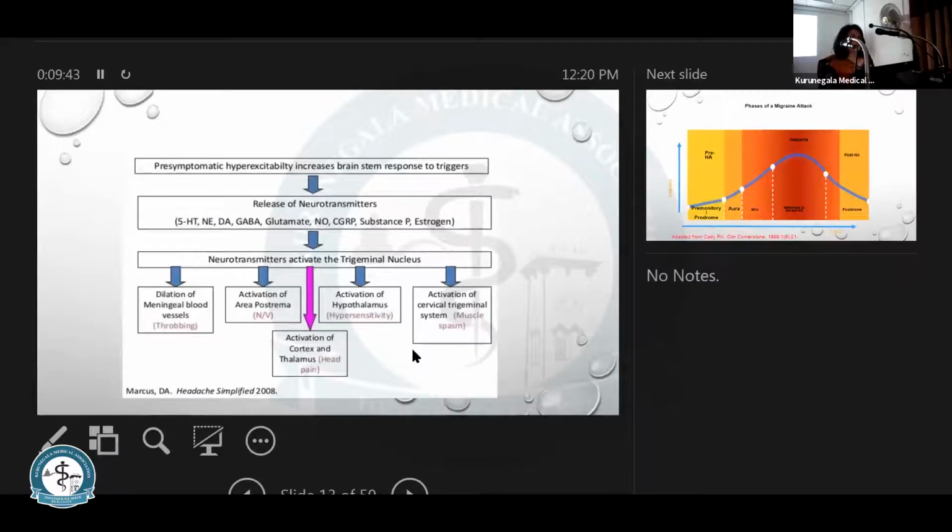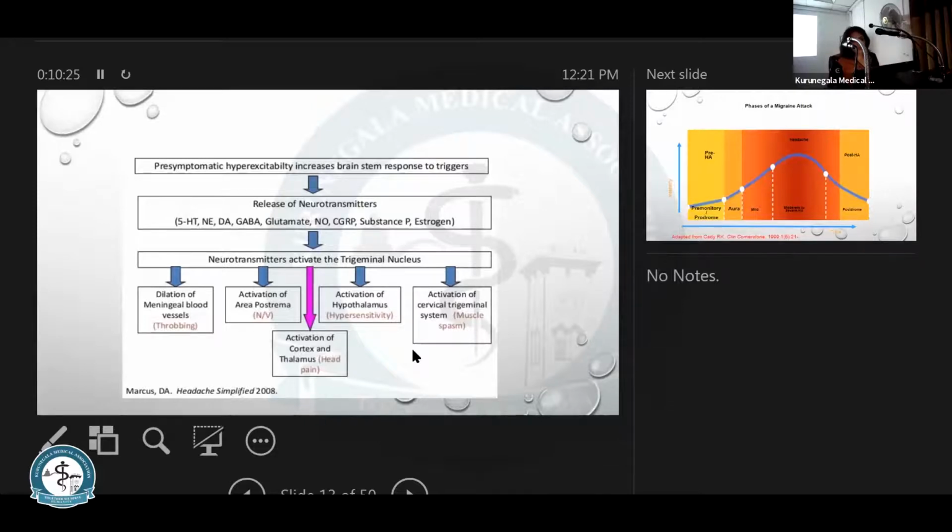How does the migraine attack occur? Initially, there was the vascular theory, where they said there is mainly vascular dilatation causing the aura and then the headache. But now it's thought to be more of a neurogenic pathology. So hyperexcitability of the brainstem triggers release of neurotransmitters, 5-HT, noradrenaline. All these neurotransmitters are targeted during the treatment aspects as well.